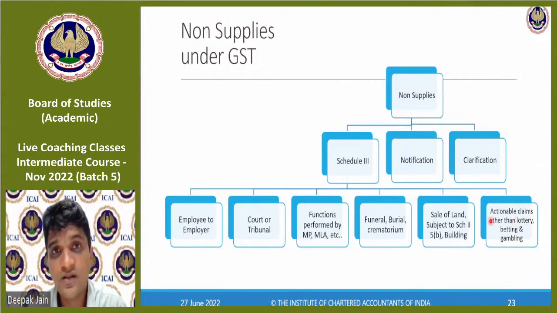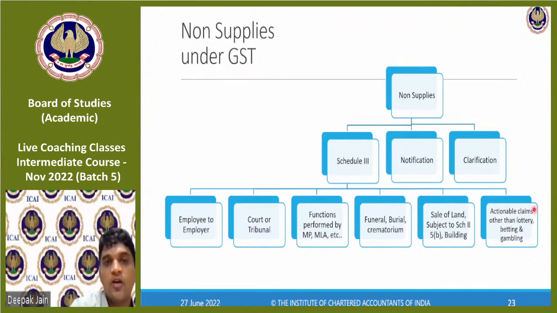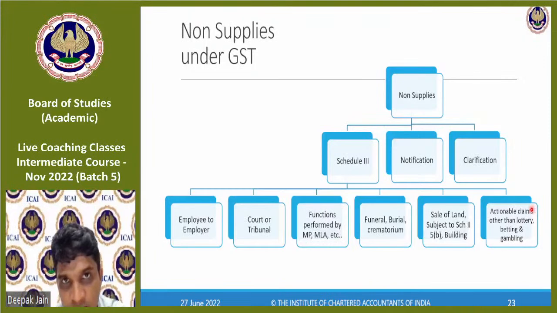Actionable claims. I had told you this. Actionable claims are there under Schedule 2, which means actionable claims are excluded from GST other than lottery, betting, and gambling. Lottery, betting, and gambling are actionable claims on which GST is applicable. On all other actionable claims, GST is not leviable. So that is Schedule 3.